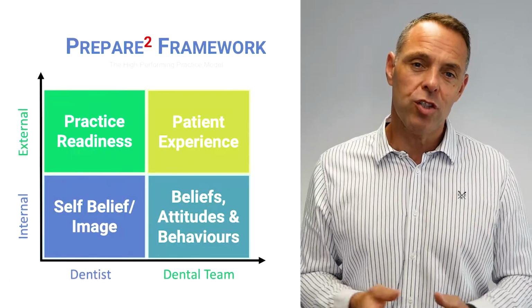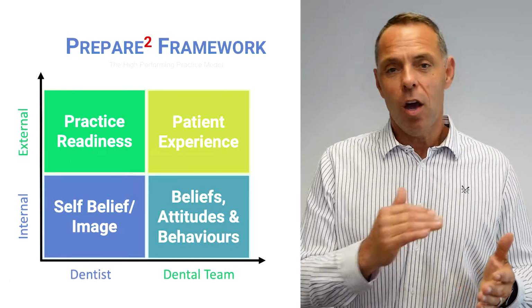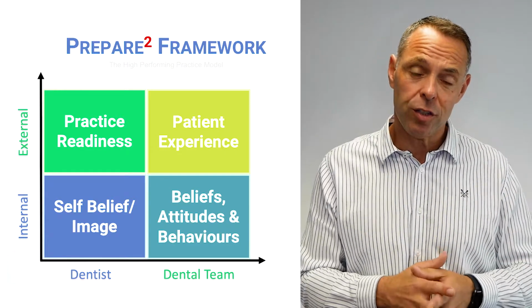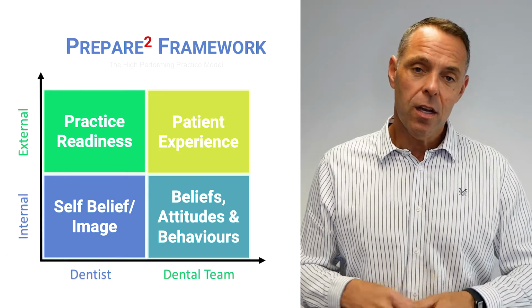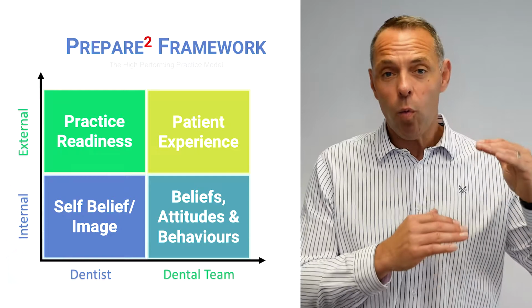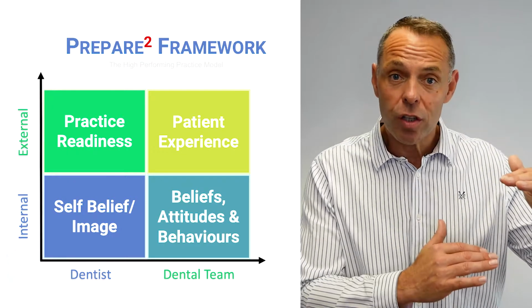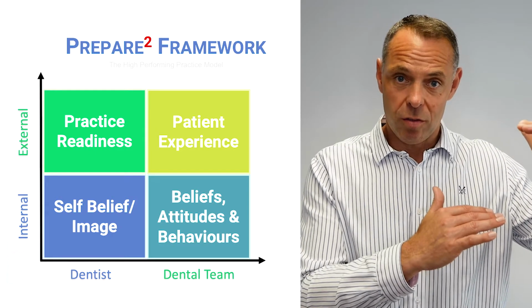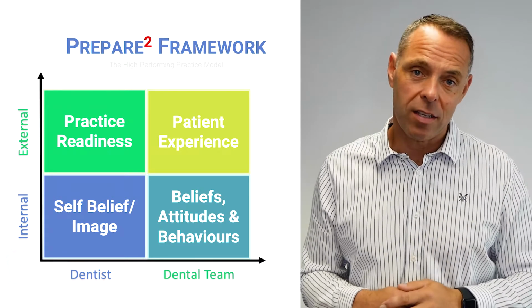So the model, as you'll see it, is a 4-blocker. On the x-axis, we have ourselves as the primary dental professional, the leader of the practice, and then we have the team, our dental team around us. On the y-axis, we have internal, the things that are going on inside our organisation, and we have external, what's happening in the external landscape.